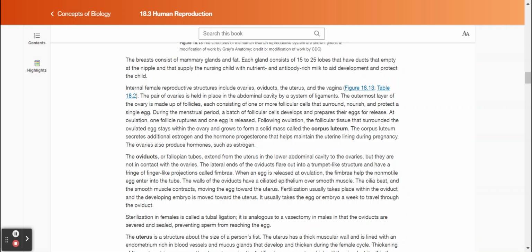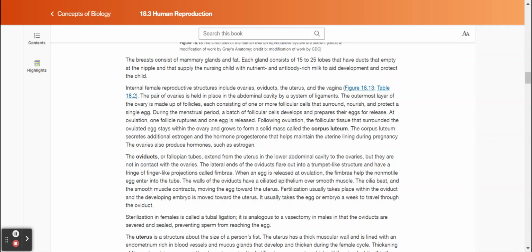The pair of ovaries is held in place in the abdominal cavity by a system of ligaments. The outermost layer of the ovary is made up of follicles, each consisting of one or more follicular cells that surround, nourish, and protect a single egg. During the menstrual period, a batch of follicular cells develops and prepares their eggs for release. At ovulation, one follicle ruptures and one egg is released.